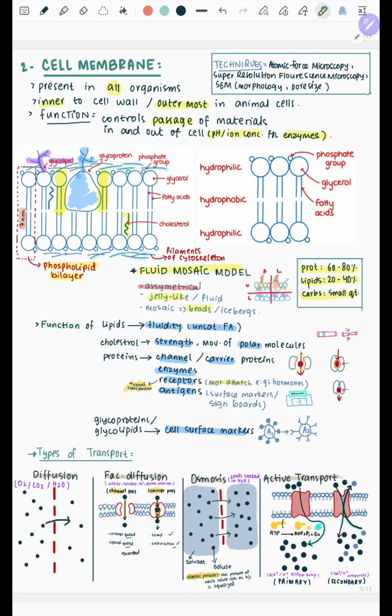Osmosis occurs for the solvent and the solute mixtures, where the solute molecules move through a semi-permeable membrane along the concentration gradient. The pressure at which the concentration on both sides is equalized is called osmotic pressure. Active transport is the movement of molecules against the concentration gradient. It can be primary or secondary active transport. Primary active transport uses energy from the ATP molecule, and the secondary active transport uses the energy of the nearby molecules.